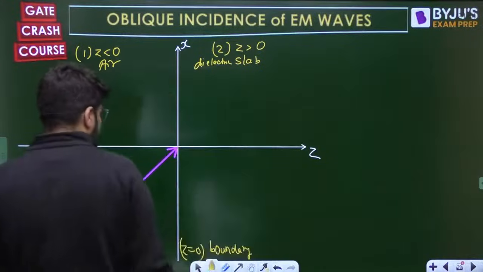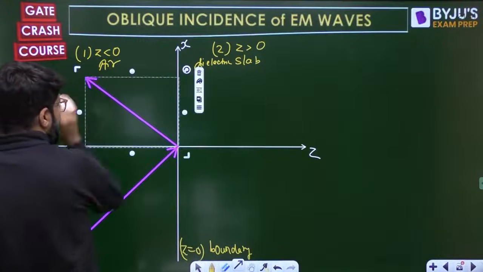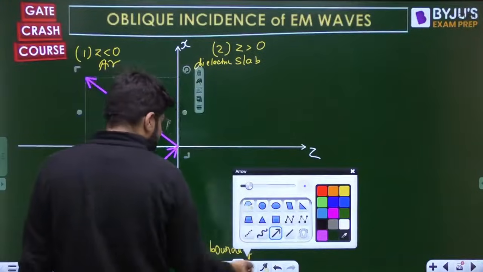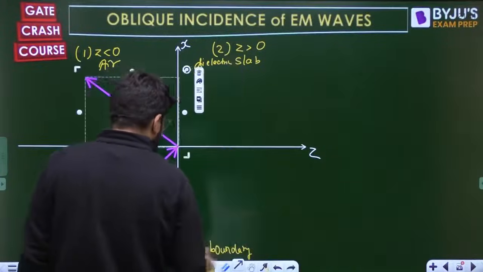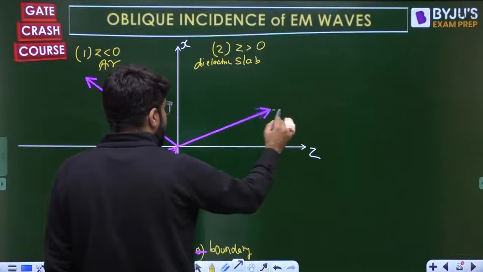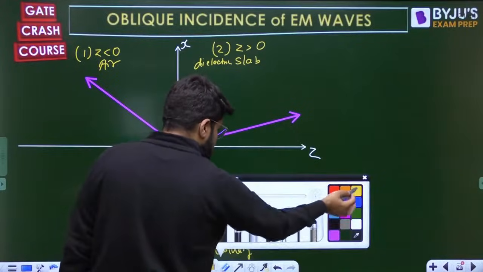Dielectric slab, right? A portion of the wave will be reflected back, and a portion of the wave will be refracted, that is transmitted into the second medium. And we all know that the refracted wave is the one which bends in the direction. Okay.